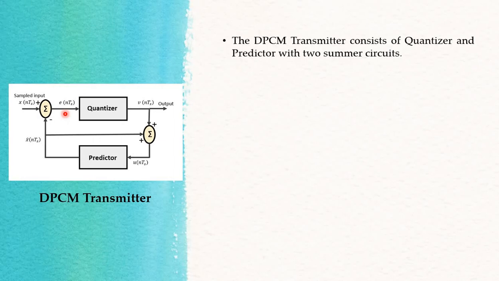Now the DPCM transmitter is the same as our PCM, but along with that we have a predictor circuit, and that predictor circuit is connected in the feedback path. This predictor circuit will check the present output and make a prediction of what is going to be your next output, and based on that prediction it will discard or transfer the signal. So the DPCM consists of a quantizer and the predictor with two summer circuits. This is your first summer circuit and this one is your second summer circuit.